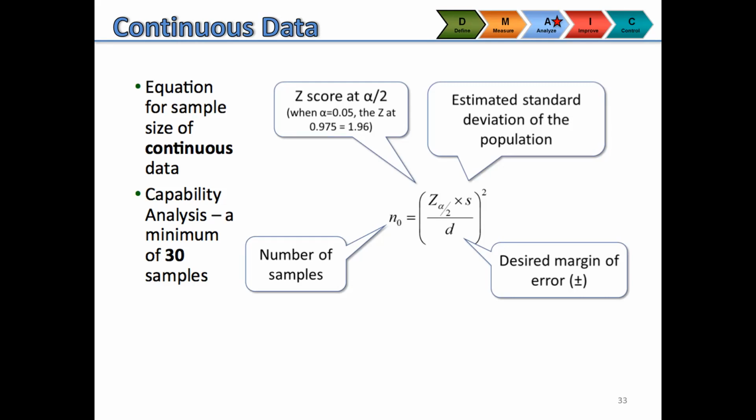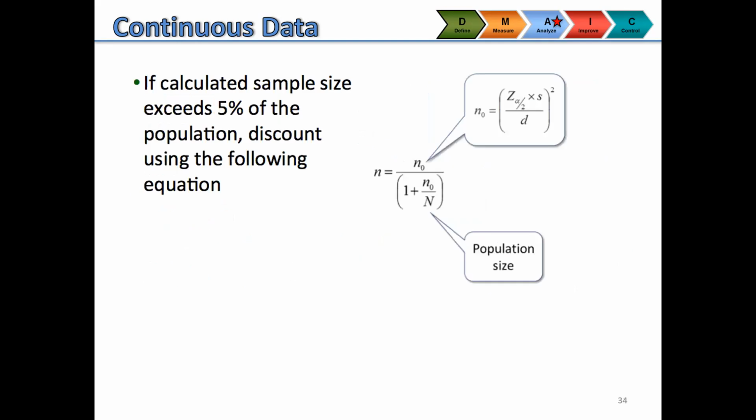And that will tell us, especially when we're doing capability analysis, which we kind of covered a little bit, we're going to cover more of it. We want to have at least 30 samples. But there's a number that is statistically correct in terms of the number of samples. If the calculated sample size is over 5% of the population, then you can discount using the following equation. I don't want to sample 5% usually.